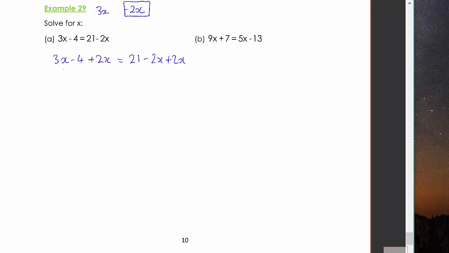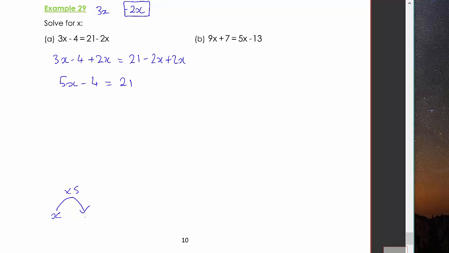Now when I do that, over here I've got 3x plus 2x, so that's 5x, and don't forget the minus 4 is still there. Over here, I've removed the x's. Minus 2x plus 2x, there's no x's there anymore. Now I've got an equation of a type that I know how to do. So let's look at building that expression.